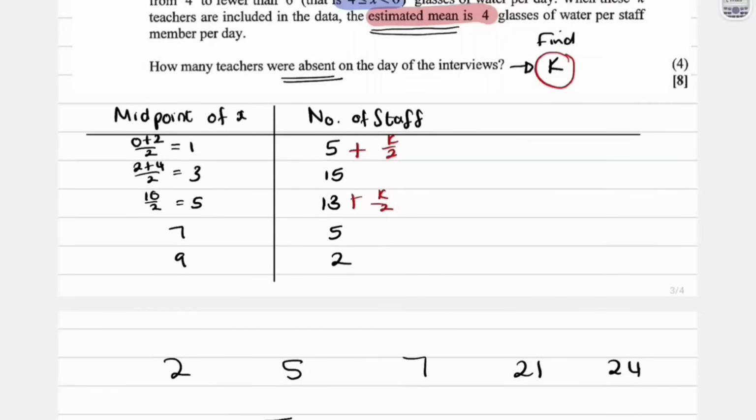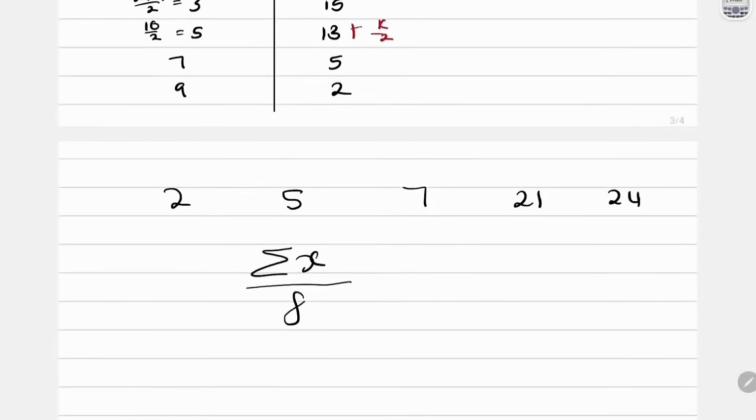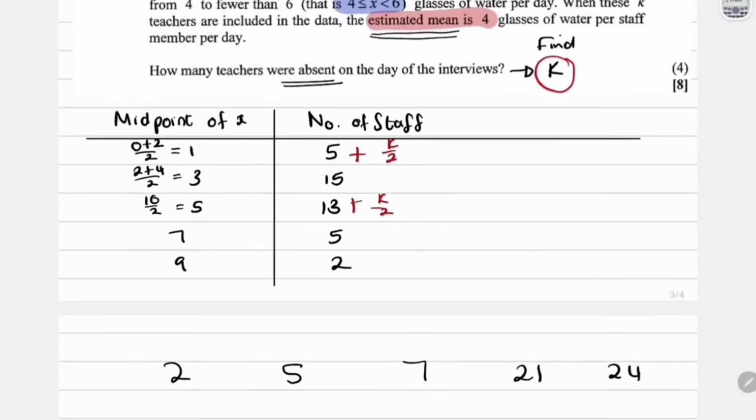So here's the thing about it. Now that we have these as estimates to find the mean, you're probably going to think, oh, okay, fine. Why don't we just go ahead and, like we would have done here, add our X values and divide by the total number of teachers that we have? Yes, that's what we're going to do, but we can't do that from here. The reason why is because you cannot just say, oh, we're going to add 1 and then the 3 and then the 5, because this is 1 glass of water, yes. But how many teachers drank 1 glass of water? An estimate of 1 glass of water.